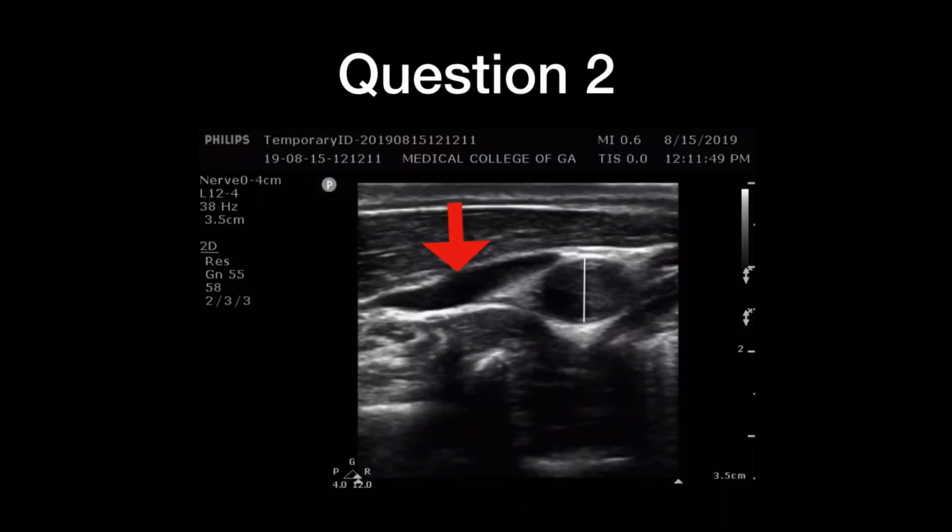So in question 2, we asked you to point to the vessel that would likely be collapsed in your roommate if they stood up very quickly. And what we wanted you to identify was the internal jugular vein in short axis.